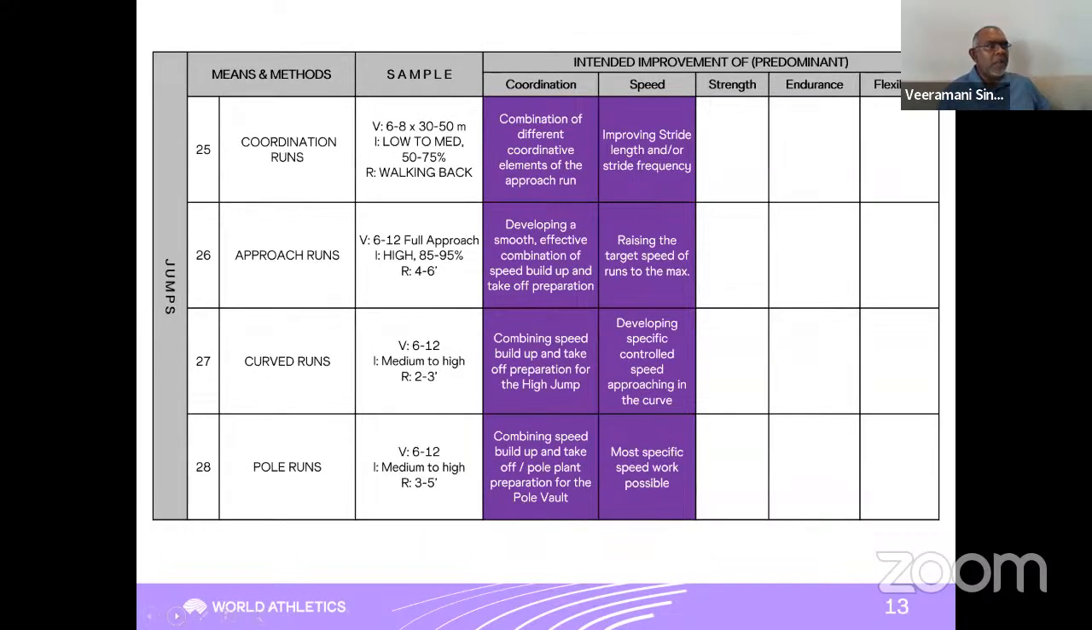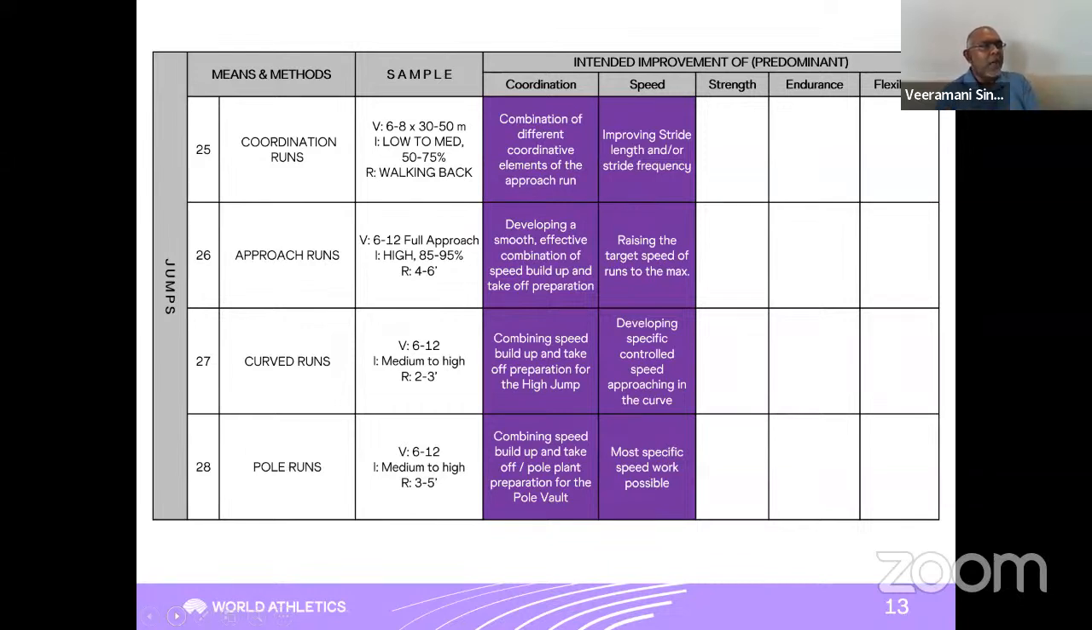Jumps, predominantly coordination runs and approach for development of elements of the approach that you want to have, increasing the stride length and stride frequency in the runway. For approach, again, you have anywhere between full run, okay? And of course, we will try to mix that here. Approach runs can be predominantly identified as full, but you can also have medium and short approach as well.